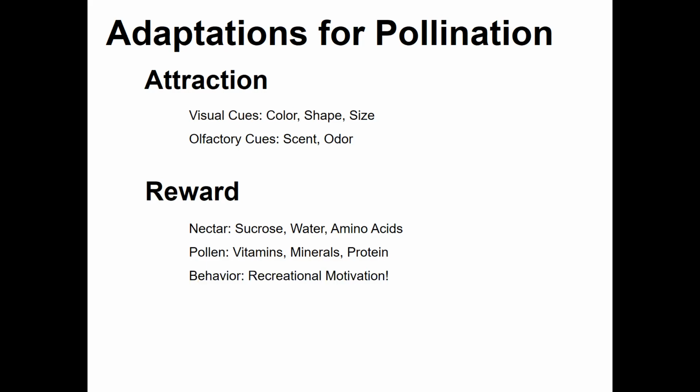And behavioral reward, recreational motivation. For example, we love flowers. Actually, flowers in nature never blossom for pleasing humans. But humans, from funerals to the birth of a baby, use flowers everywhere, because flowers have very attractive architecture, color, shape, and size, so they visually attract us.